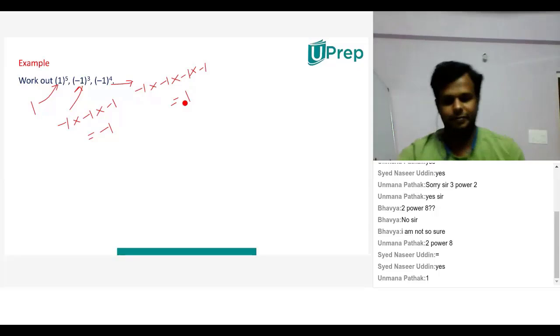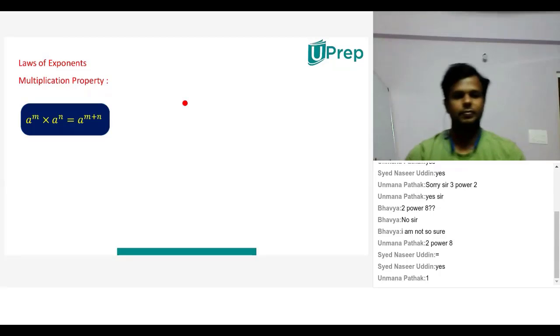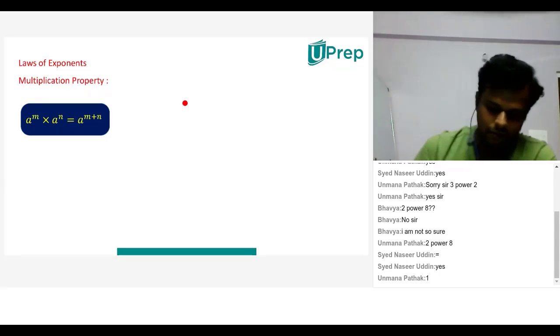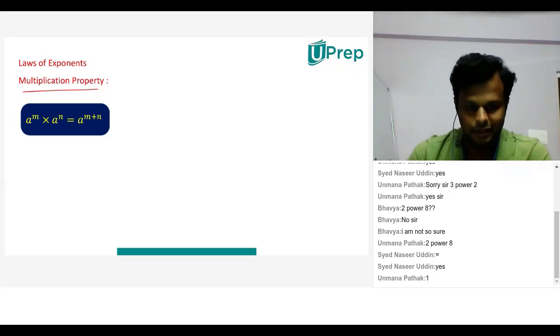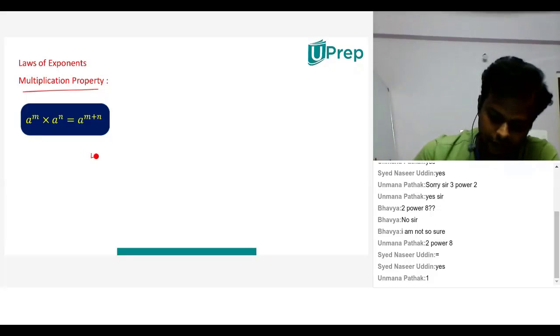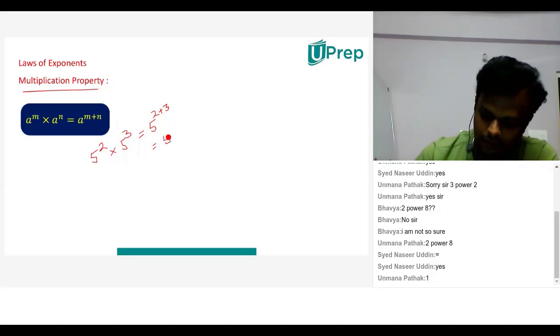So we are moving on. We have a property here, the multiplication property. a power m into a power n is a power m plus n. That means, suppose I take 5 square into 5 power 3. You can write 5 to the power 2 plus 3, which is equal to 5 to the power 5.